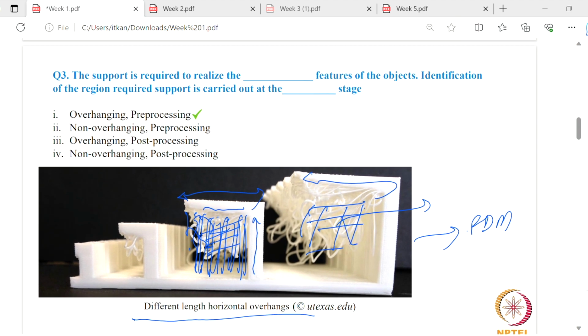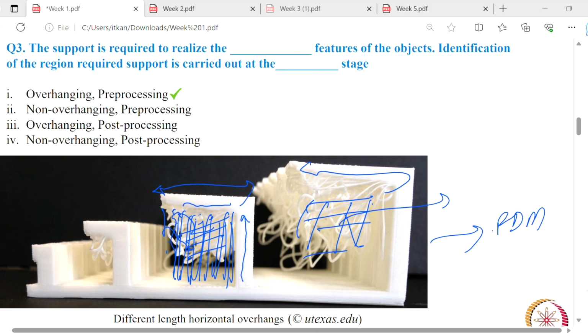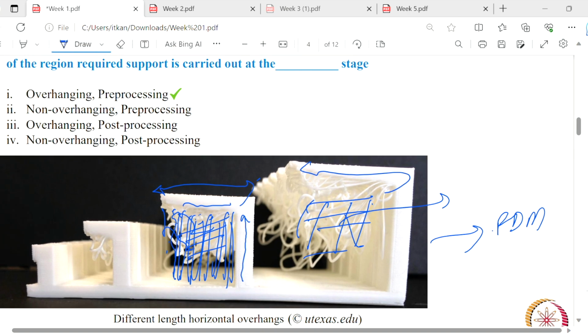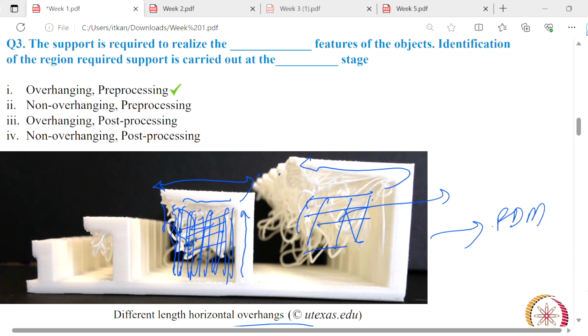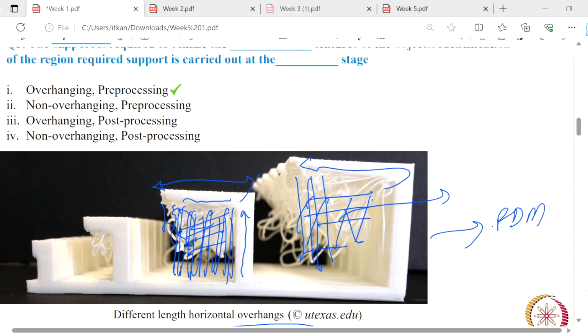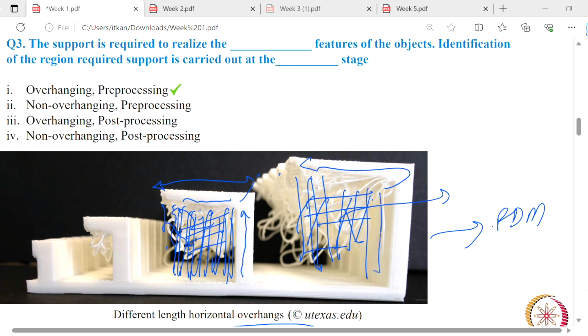These are inaccuracies. Okay, now to avoid this so that it will be printed steadily, we will give support here. This is support. Okay, we will give supports all over here.